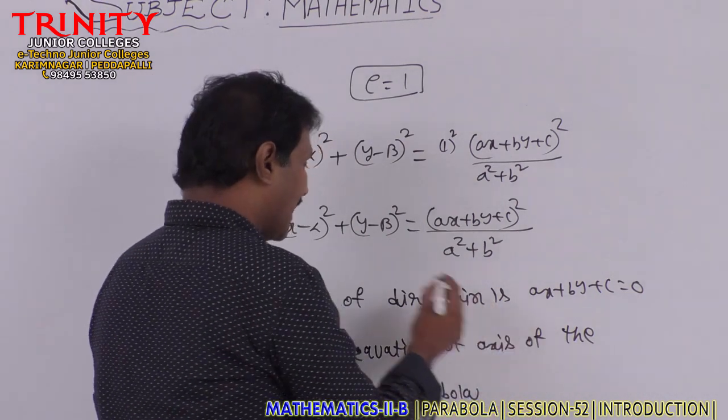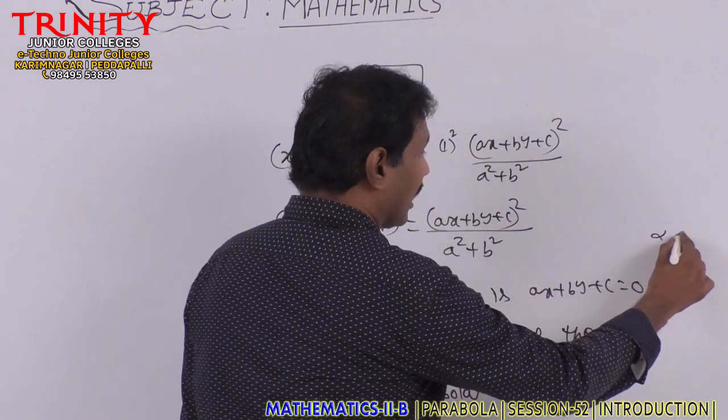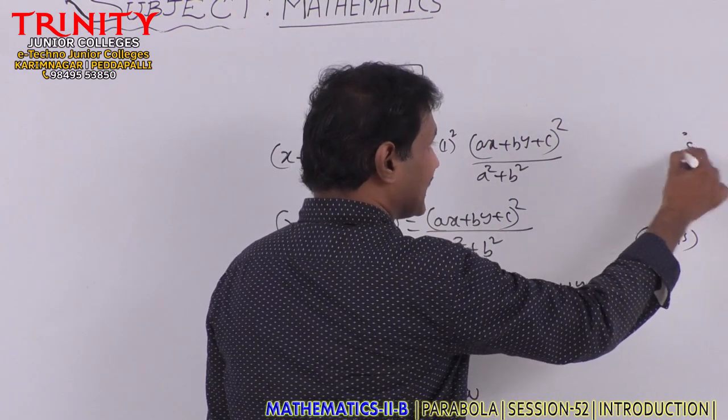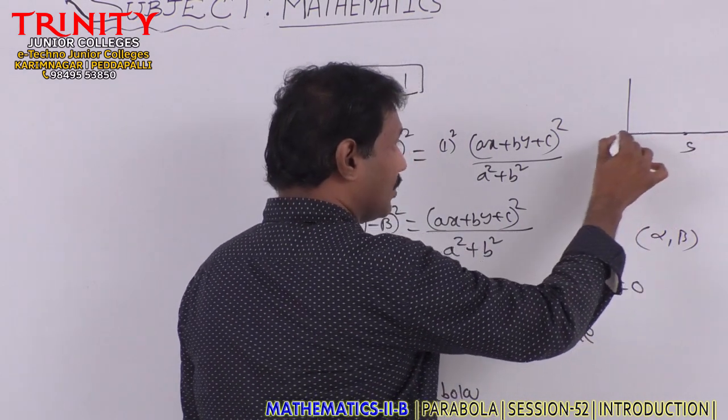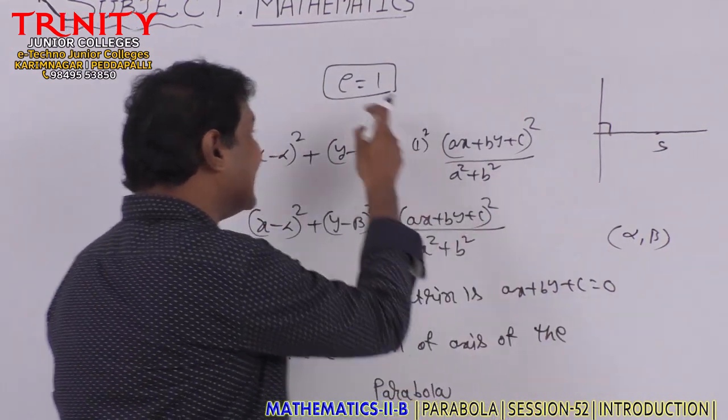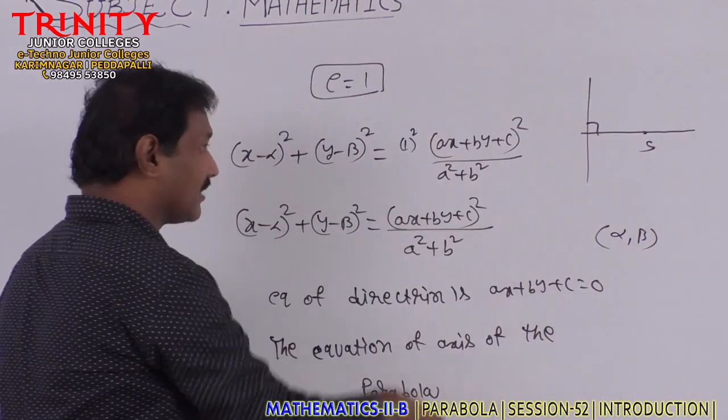The line passes through the focus. Here the focus is (alpha, beta). The line that passes through the focus and is perpendicular to the directrix is called the axis of the conic. In this case, for a parabola, it is called the axis of the parabola.